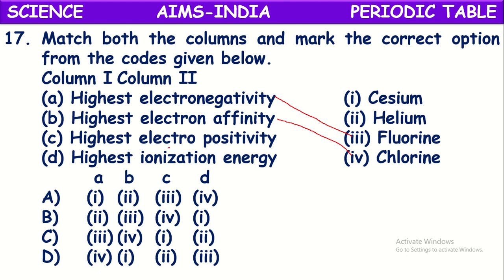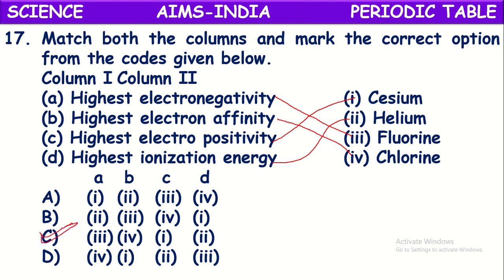Next, highest electropositivity. The element with the highest electropositivity is cesium, isn't it? And next, highest ionization energy is for helium. Now, where it is given, the correct answer is C. First, A should be connected with 3. A connected with 3. Here it is. So this is the only answer.